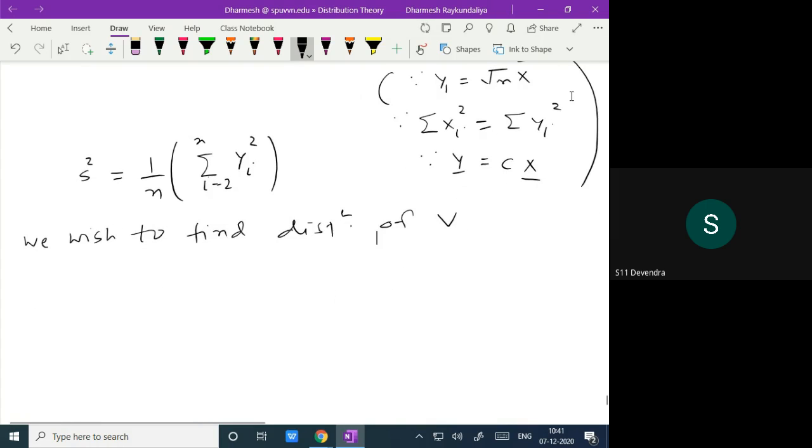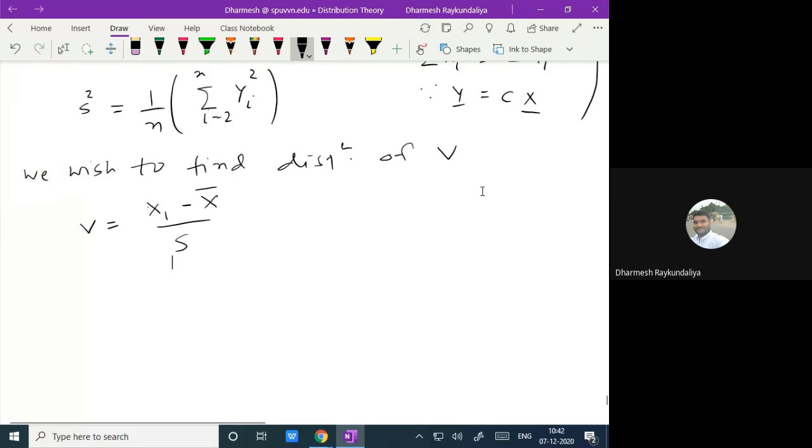v. So v is equal to, what is it that we wish to find out? v equal to x1 minus x bar upon s. Okay, so we wish to find out the distribution of x1 minus x bar upon s.